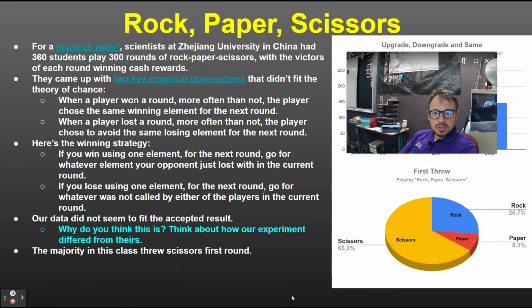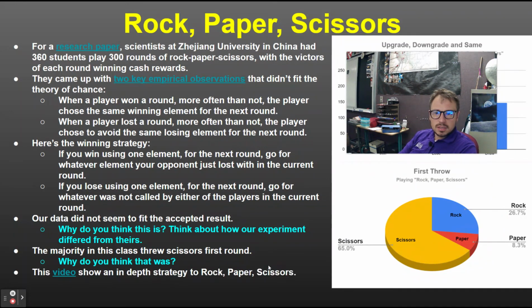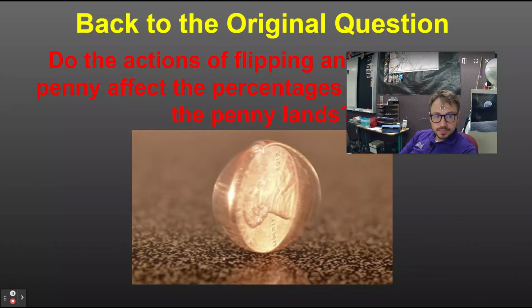And the majority of the class threw scissors first round. Why do you think that was? Well, because of rock, paper, scissors. It's the last thing you say. So maybe that has an effect. That could be another experiment, right? Maybe if you're silent, that first throw is about 1/3. But if you do rock, paper, scissors, maybe it's different than scissors, paper, rock. So who knows? That could be another experiment to do.